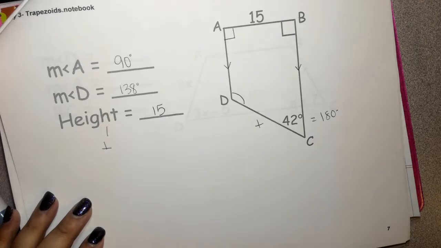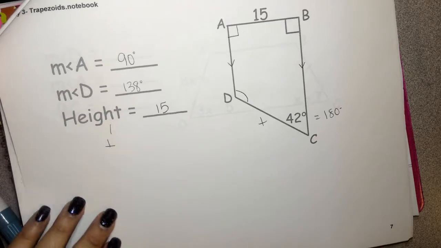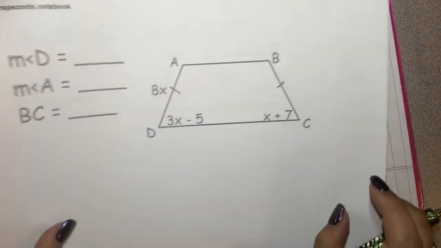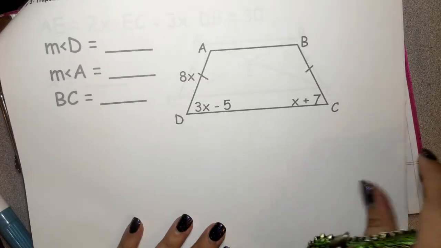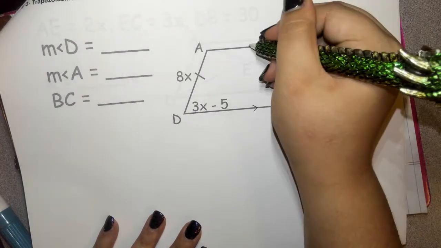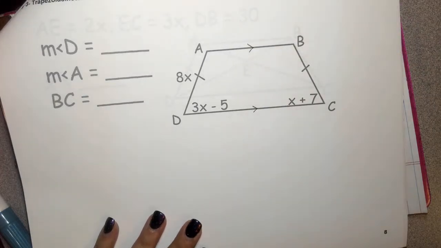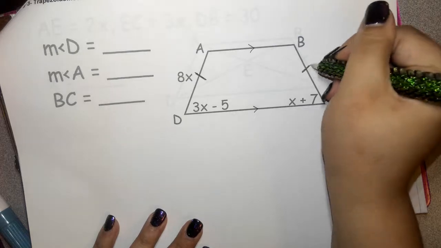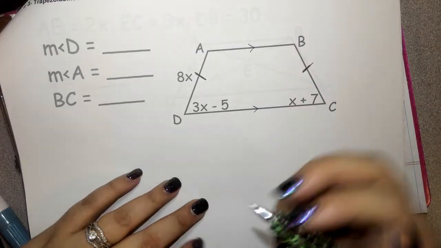We good? You do not have to write this one down. I just want you to watch, unless you want to. What is this? A trapezoid. What type of trapezoid? Isosceles. Because it has these lines, I know that it's isosceles. So what do I know about these angles?